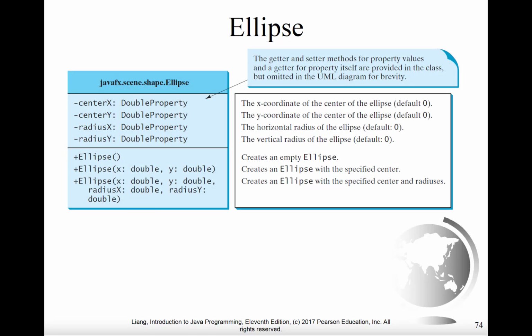The constructors for the ellipse are very similar. We can either create an empty ellipse, an ellipse with a specified x, y center, or an ellipse, and this time we have 4 arguments, because we have x and y coordinates for the center, but now we have 2 radii, an x radius and a y radius, which can be independently set. When they match, we just have a circle. When they're different, we actually have an ellipse.